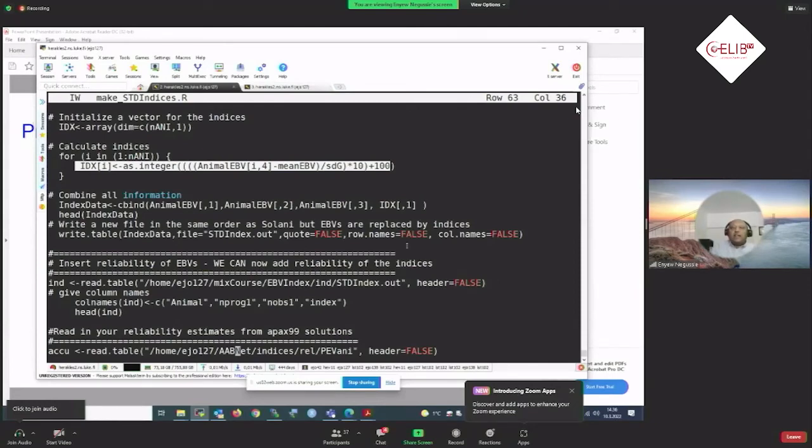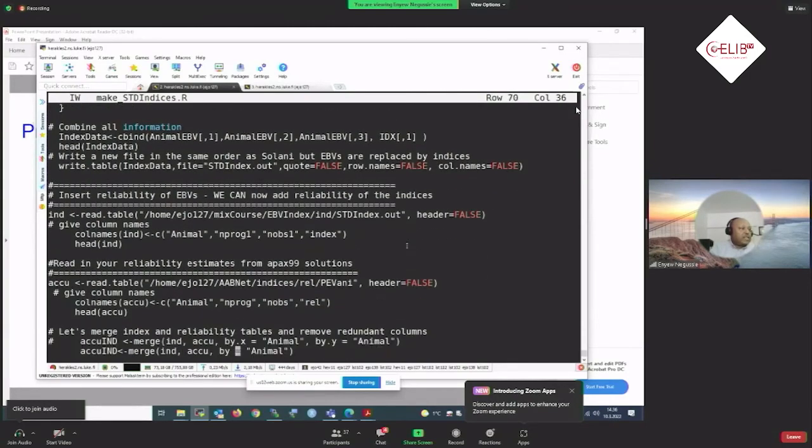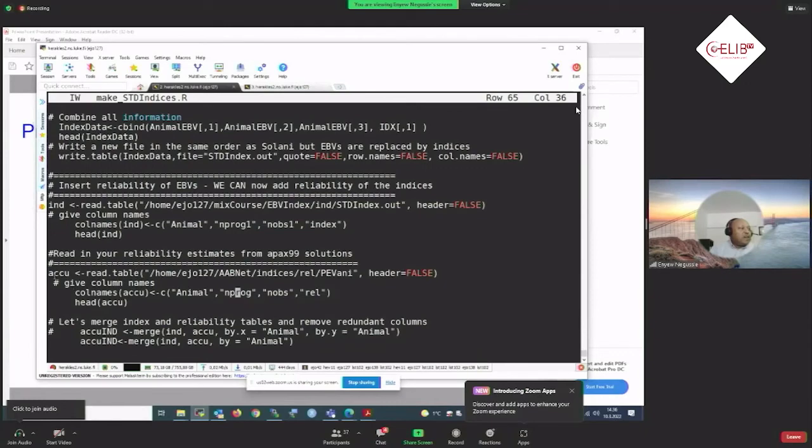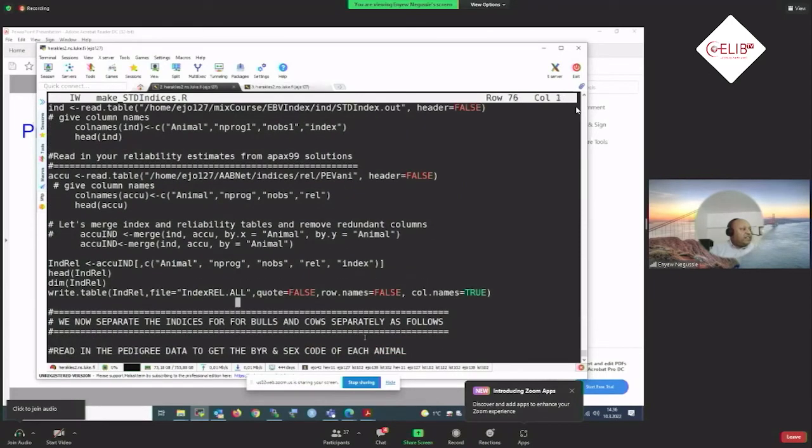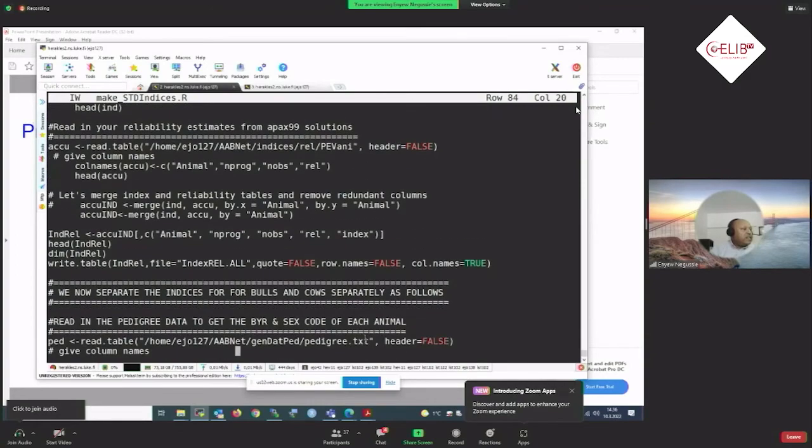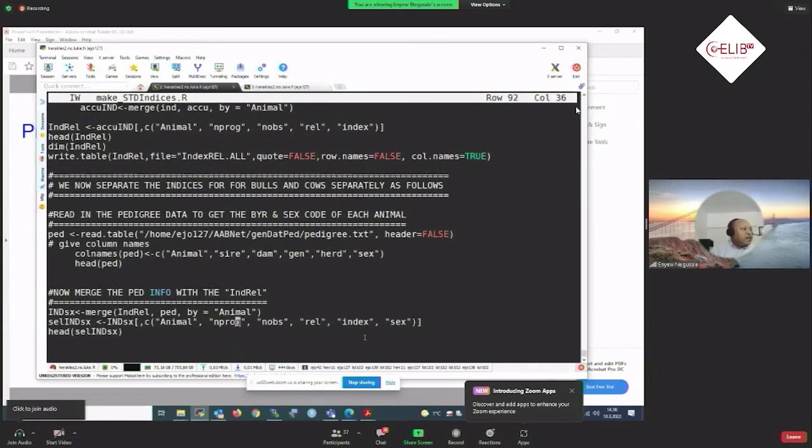So one thing, this gives me only the standardized value, whether the bull or the cow is above 100 or below 100, but it doesn't tell me how reliable that breeding value estimate is. So for this case, I have to read the reliability we have estimated into this one and combine them together to make much more sense. For this one, as you can see here, I am now reading the reliability estimate, and here I am merging them together and then making indices. Now I merge the reliability in with the breeding value indices.